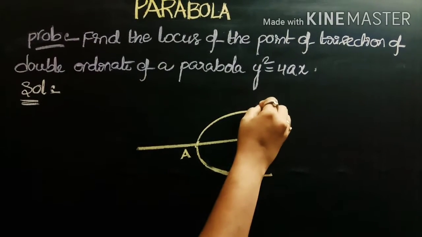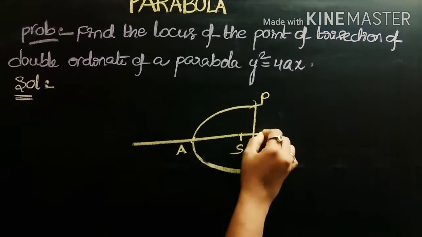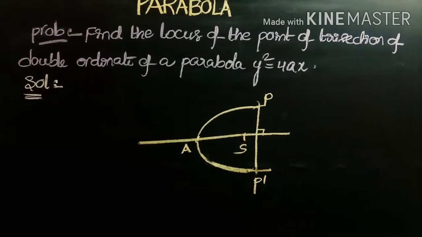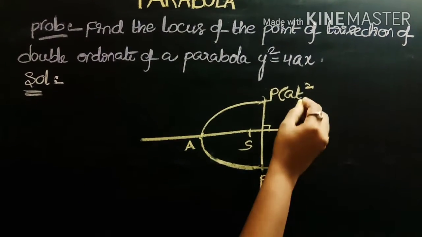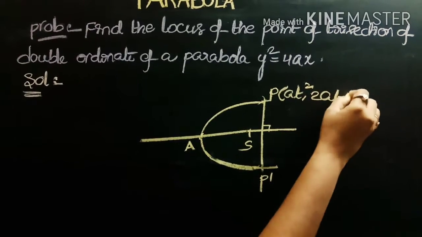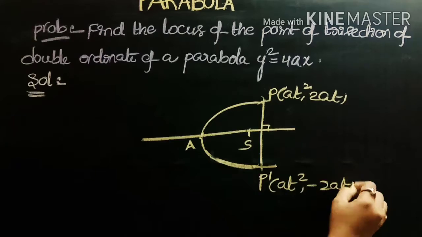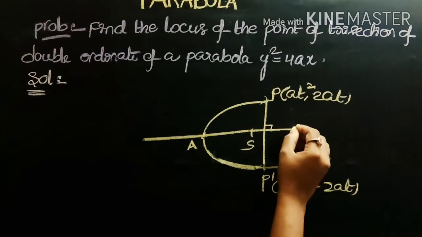Now we are taking the double ordinate here. This is the double ordinate PP dash of the parabola. That is, this is a line perpendicular to the axis of the parabola. Already in the last problem we discussed the endpoints of the double ordinate, which are taken as P equals 'at square, 2at' and P dash equals 'at square, minus 2at', since this is the image of the point P with respect to the x-axis.